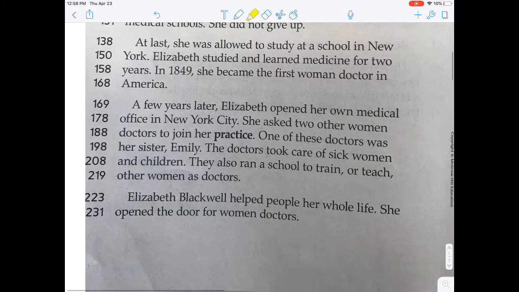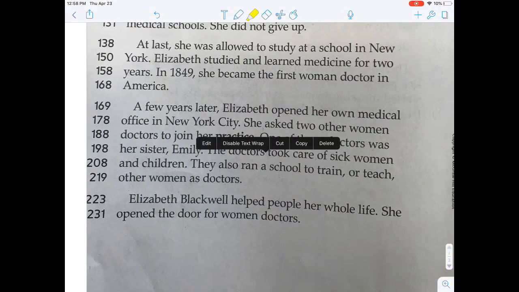Let's pause for a minute. What is something that happened at the end, or what happened last in this story about Elizabeth Blackwell? Let's look at this paragraph at the end. At the end it says she ran a school. We'll use that in a minute.